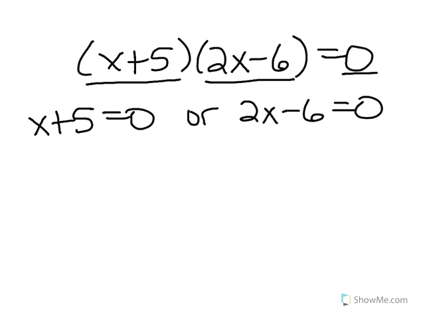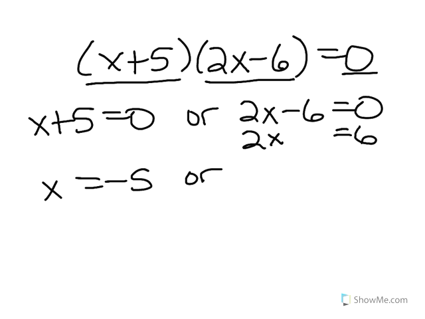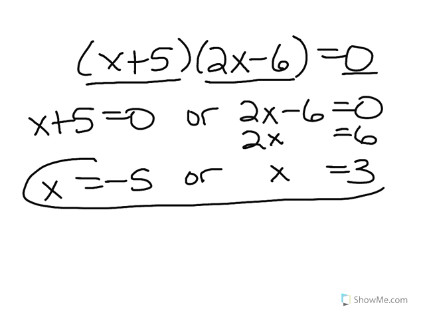On the left side, subtract 5 from each side. x could be negative 5. On the right side, add 6 to both sides, and then divide both sides by 2, and x could be 3. If you go back and put either of these numbers into the original equation, you'll find that it's true. Negative 5 will make the first factor 0, and 0 times anything is 0. In the same way, 3 would make the second factor 0, and x plus 5, no matter what it is, times 0 is going to be 0.